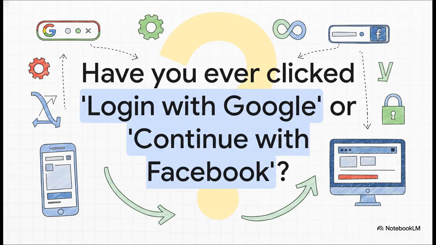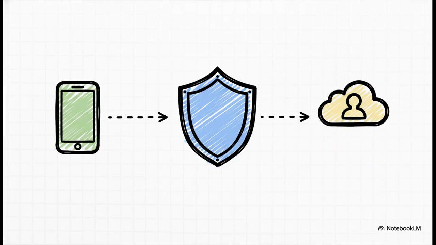But how does that actually work? How can one service securely let you into a completely different one? Well, that little bit of magic has a name. It's called OAuth. And honestly, it's become the bedrock, the industry standard for secure authorization on the web. It's the trusted middleman that makes so much of the modern internet possible. So today, let's break down what it is, how it works, and why it's so incredibly important.